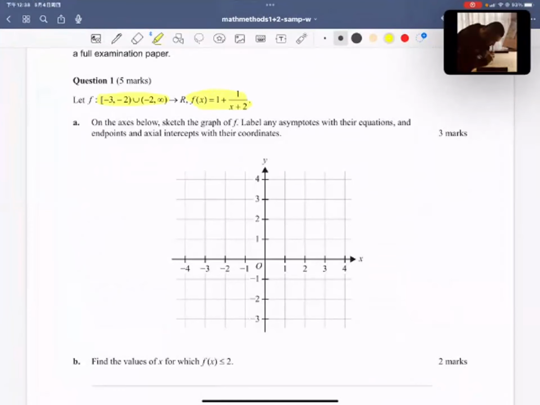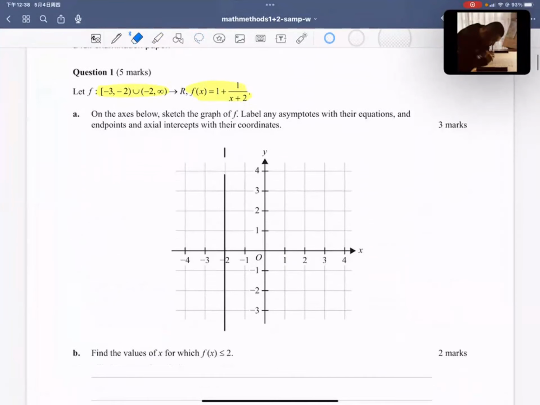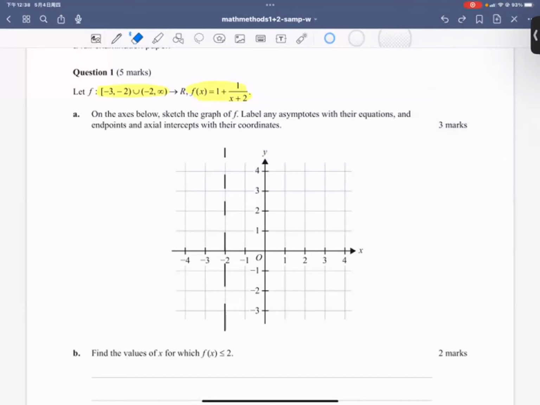So basically you have this domain from -3 to -2 and -2 to infinity. You should realize this is a vertical asymptote. That's why you have an open circle around this value. Basically you need to label this one as x equals -2. And also, we should recognize this is y equals 1, a horizontal asymptote.